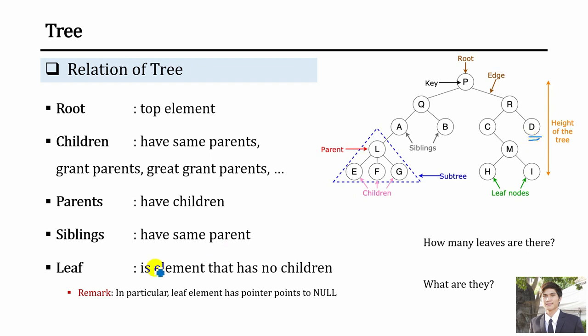Normally when we implement it as a linked list, the leaf node points to nil, because it is at the very last level, right? For example, in this picture, how many leaves do we have, and what are they? The leaves of this tree are the nodes A, F, G, B, H, I, and D. So together we have 7 leaves in our tree.